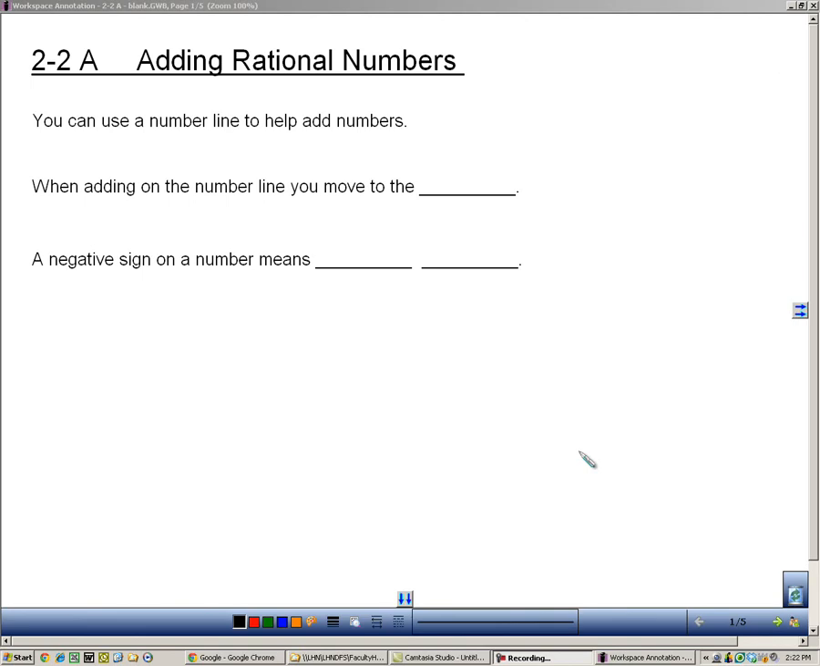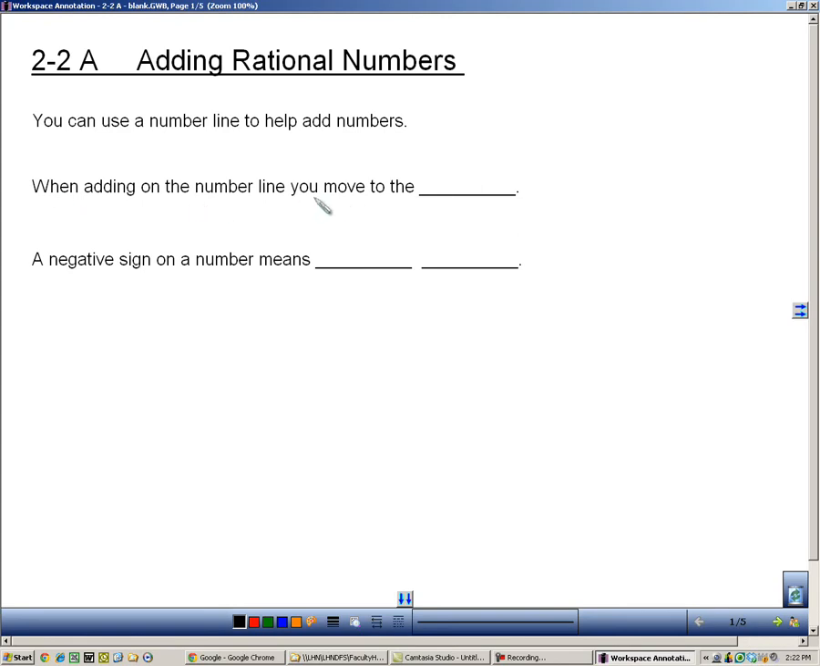Section 22A is about adding rational numbers. There's a lot of ways to add numbers, a lot of ways to teach adding numbers. I'm going to try to show you two of my favorites, and hopefully you'll like one of them. You can use a number line to help add numbers, and I find that very helpful.